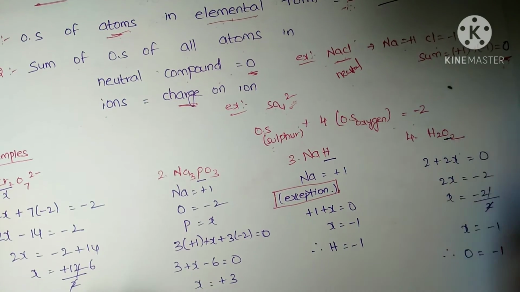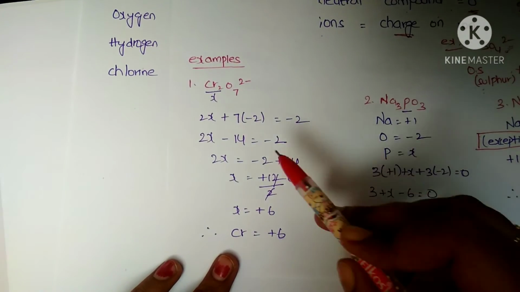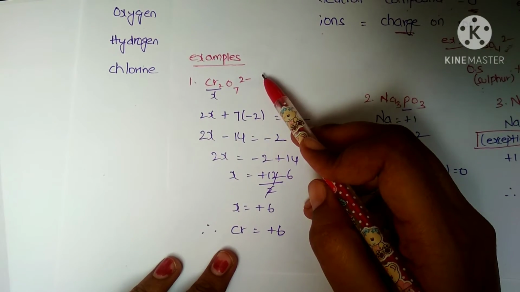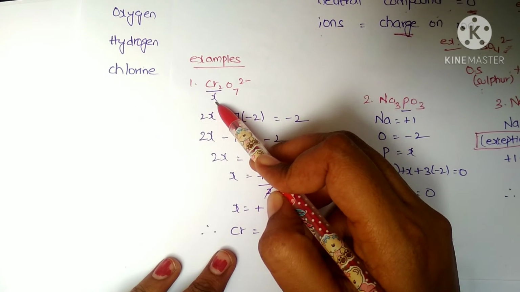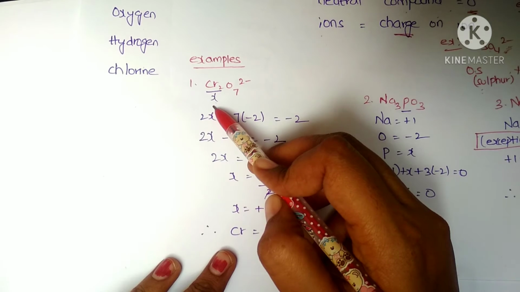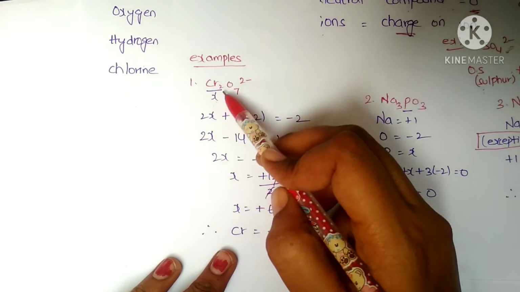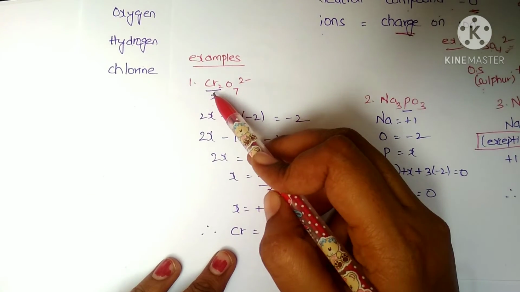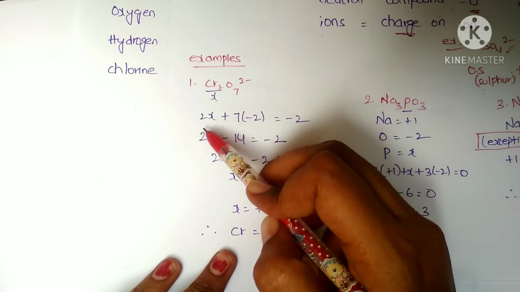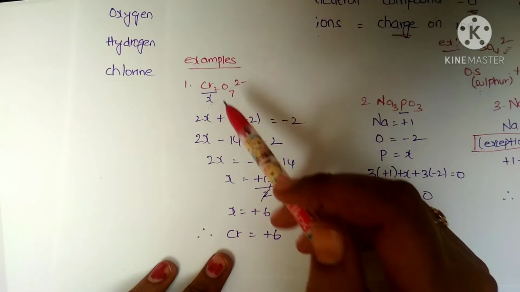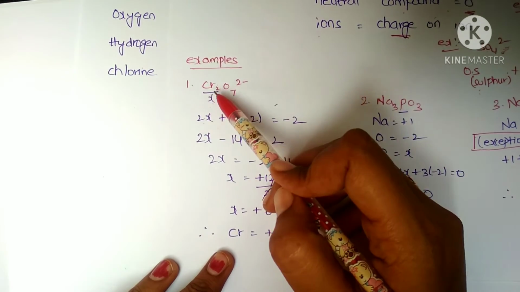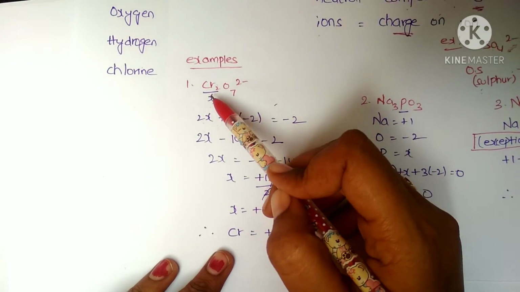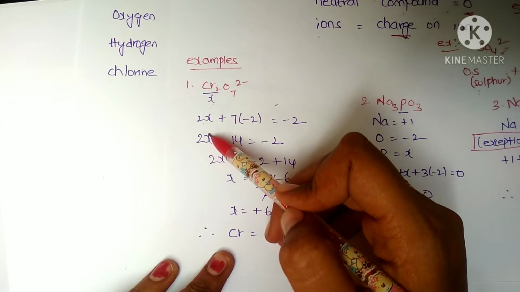For better understanding, let's see some examples, Cr2O7 2-. Here we want to find the oxidation state of the metal, chromium, so let it be X. Here 2 chromium atoms are there, Cr2, so we will write 2X. If only one Cr were there, then simply 1X. But here Cr2 is there, so 2X. If it is Cr3, then it will be 3X, like that.